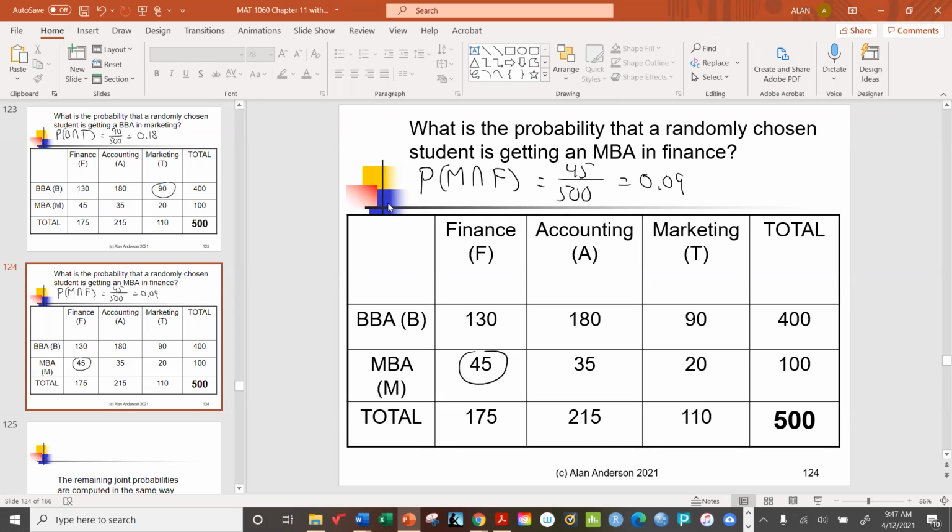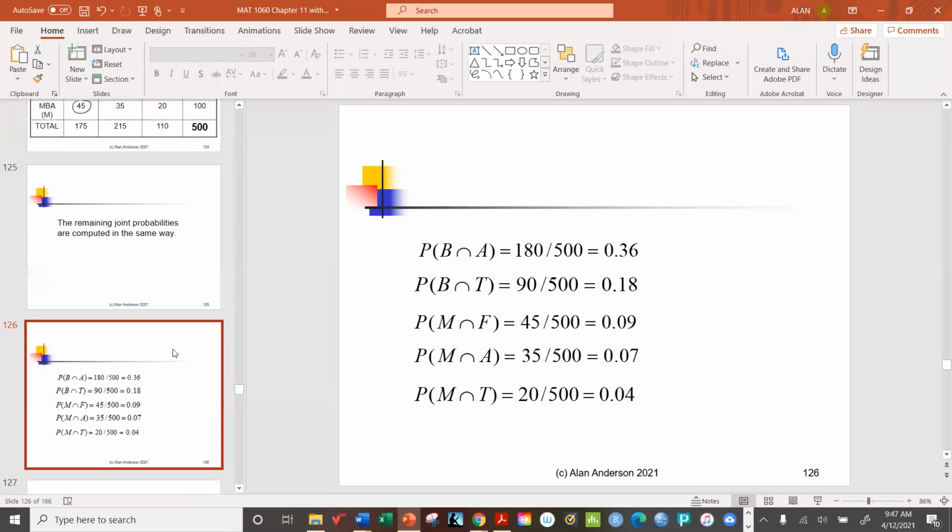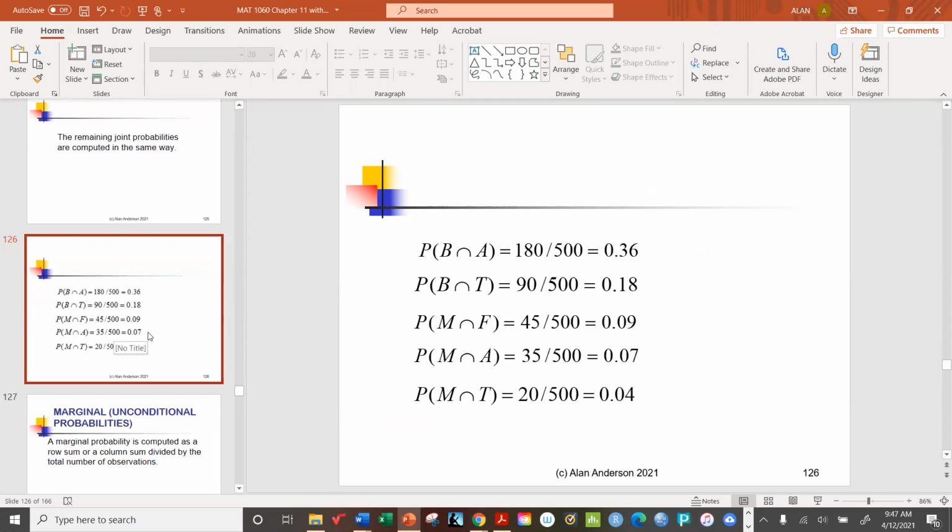Okay, so all the joint probabilities are done in exactly the same way. And so I've got a table with all of them listed here if you want to go back and double check them all. And they're all done the same way.